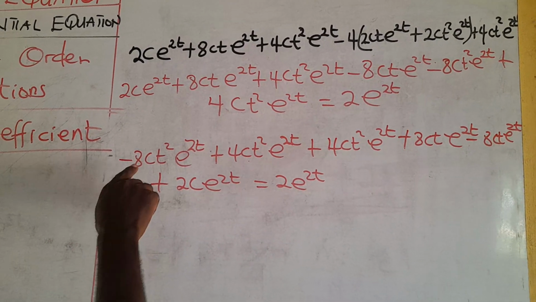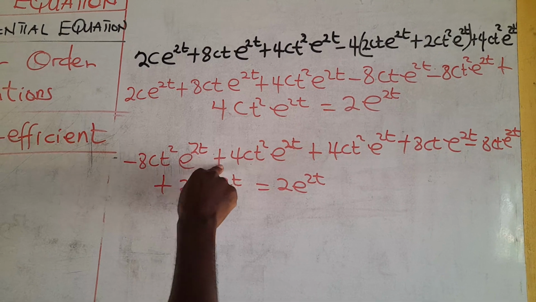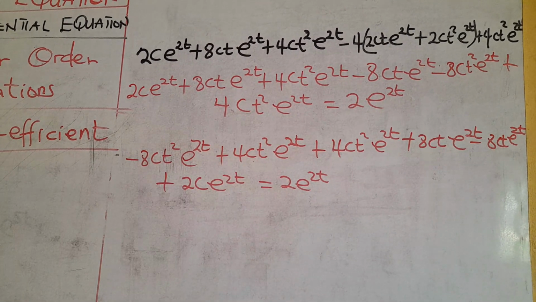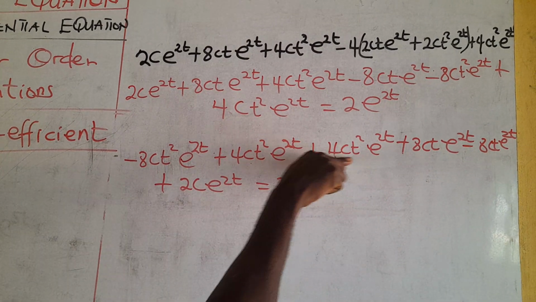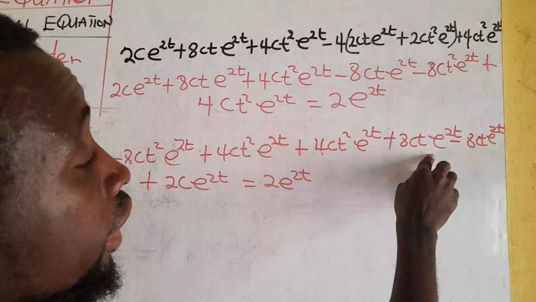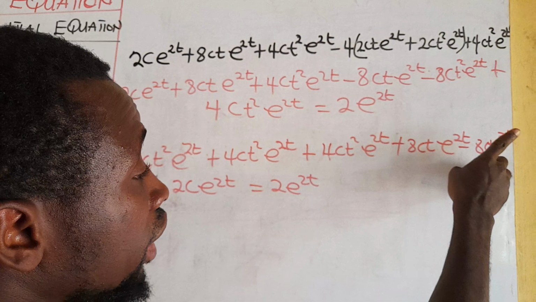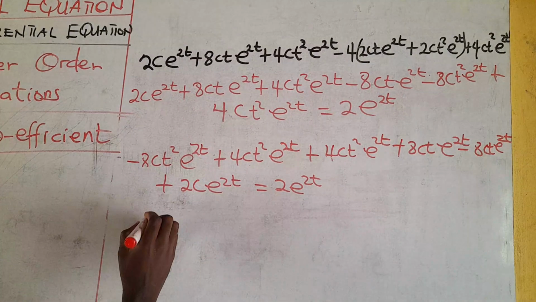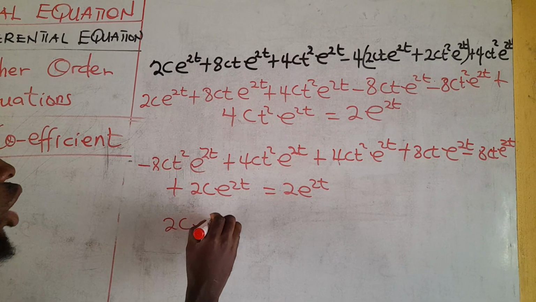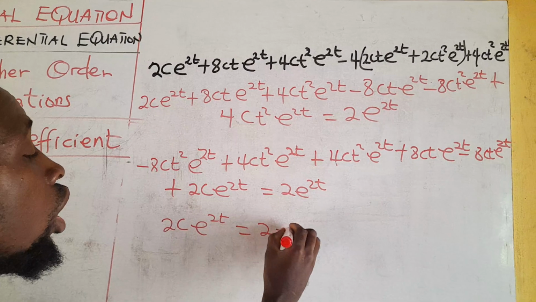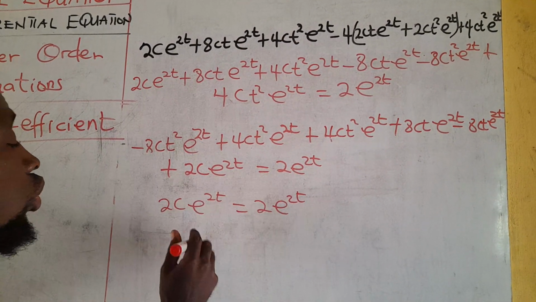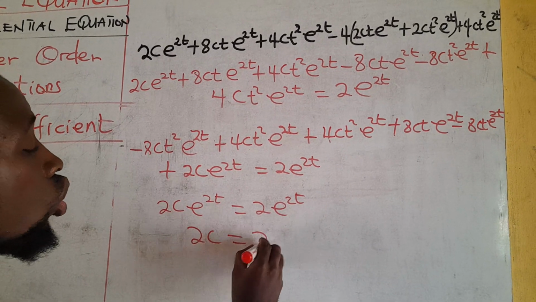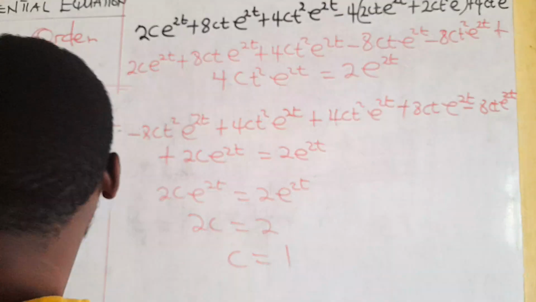So look at it. Minus 8ct squared plus 4ct squared will give us negative 4ct squared, plus 4ct squared will be 0. So the whole of this is 0. 8ct e exponent 2t minus 8ct e exponent 2t is also 0. So we'll be left with just 2c e exponent 2t equal to 2 e exponent 2t. Since we have e exponent 2t at both sides, it implies that 2c is equal to 2. So our c is just 1.